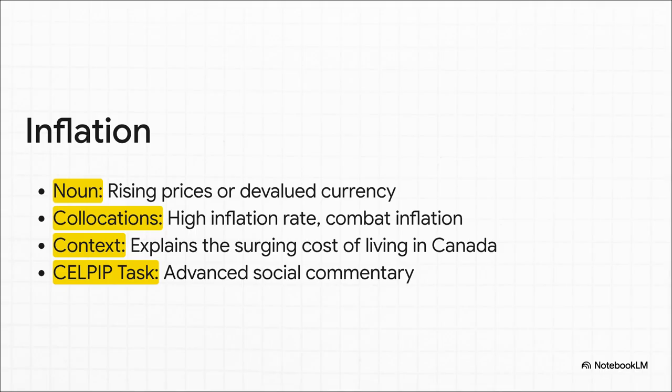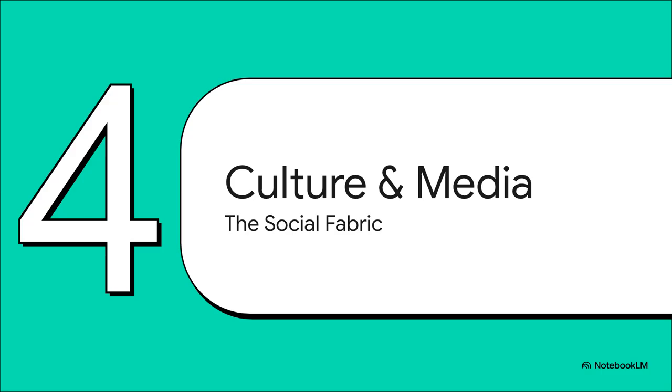Inflation, 房价, 通货膨胀. This is essential advanced vocabulary for social commentary. You'll want to use collocations like high inflation rate and combat inflation. This perfectly explains the surging cost of living in Canada right now. If you want to impress the examiner when explaining why everyday things like movies, rent, or groceries are becoming way more expensive, point directly to inflation. Okay, bringing us to our final pillar.